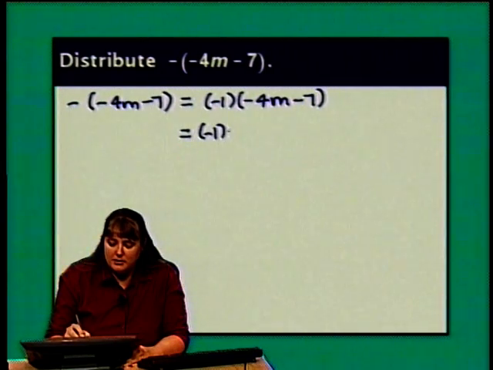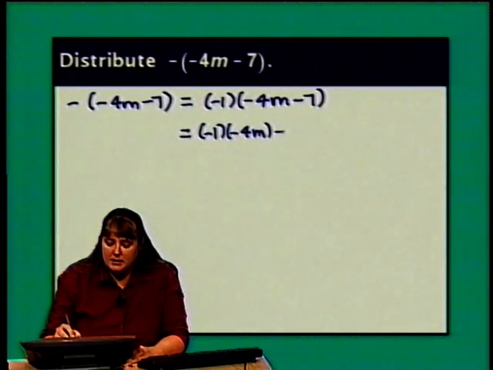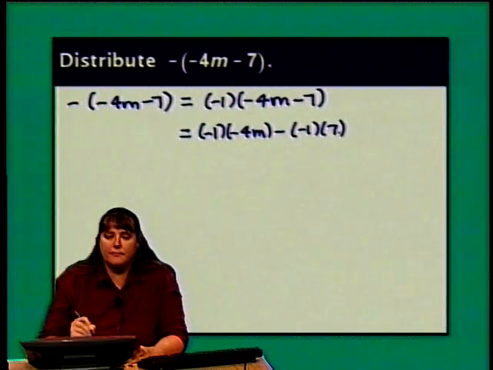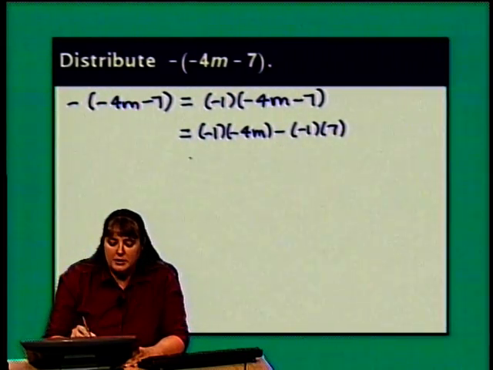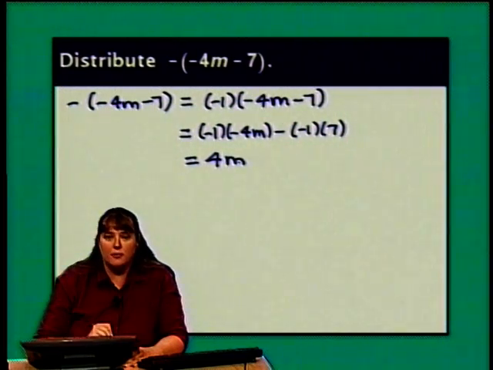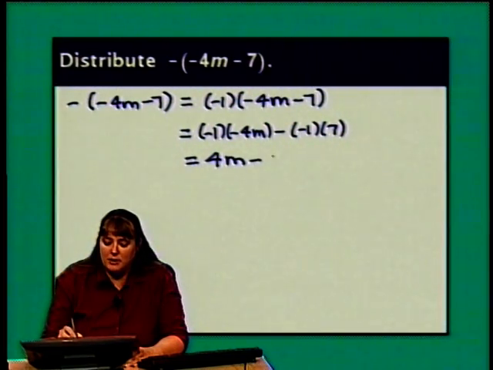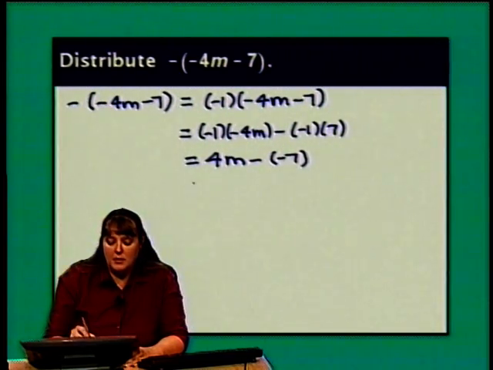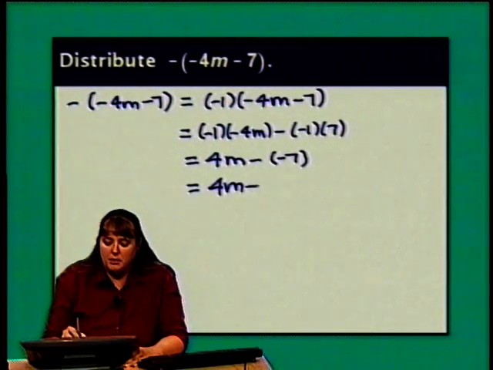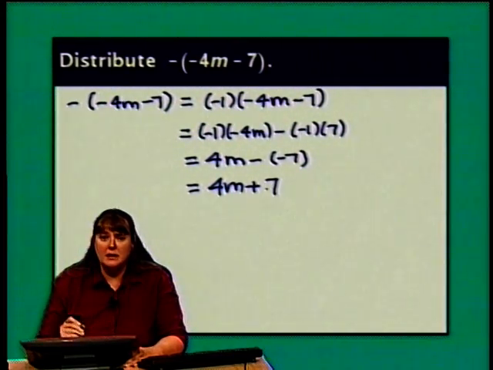So I have negative 1 times negative 4m minus negative 1 times 7. Negative 1 times negative 4 is positive 4, so my first term is 4m. Minus negative 1 times 7 is negative 7. But this is the same as 4m plus 7. Let's check for the sign changes. We were distributing the negative through the parentheses. Inside parentheses, I started with negative 4m minus 7. After distributing, I ended up with positive 4m plus 7. So indeed, the sign of each term inside the parentheses did change.